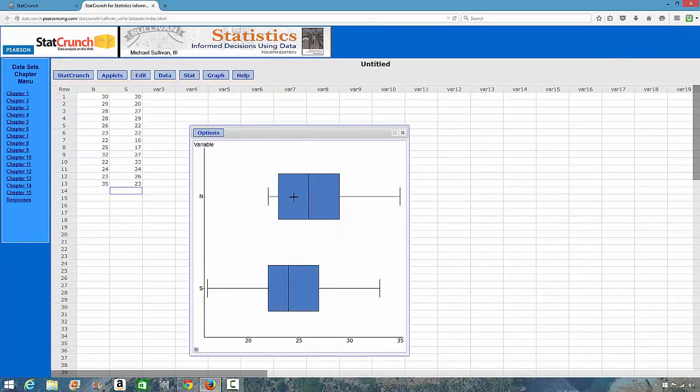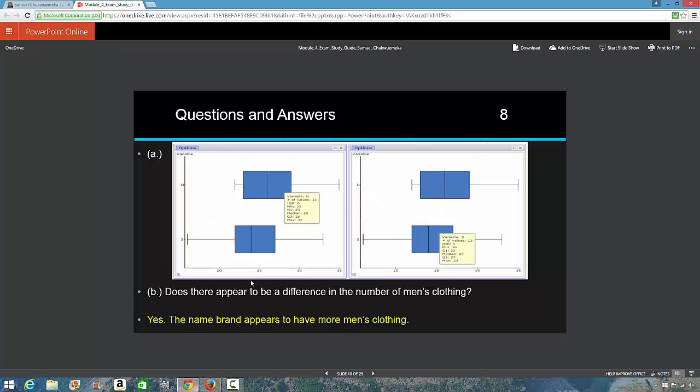And of course, if you point your mouse on each, it tells you the statistics for that variable, the 5-number summary statistics for that variable. Okay, next question.